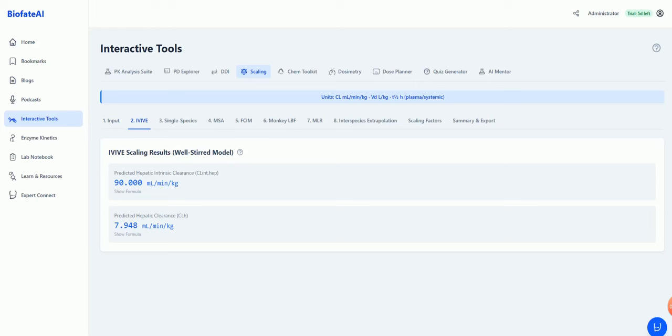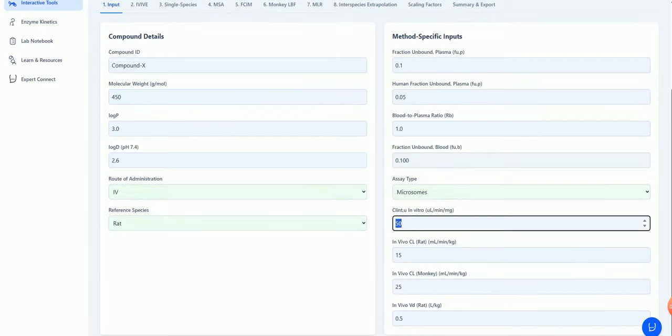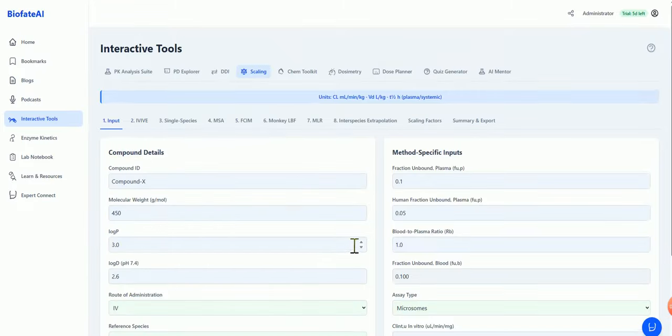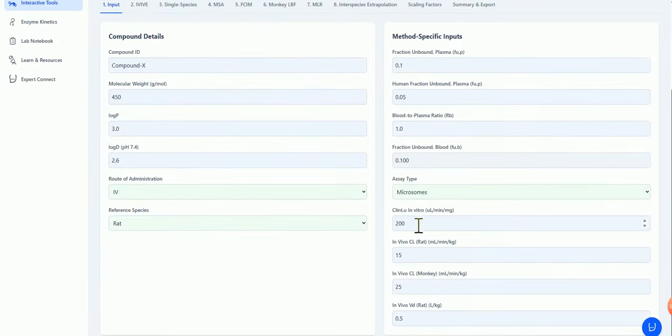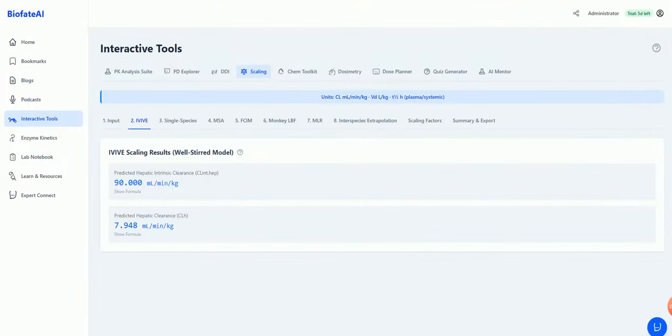Notice how the system instantly calculates the predicted hepatic clearance using the well-stirred model. If I go back and quadruple the intrinsic clearance to 200, the predicted human clearance updates in real time. We've run a metabolic stability assay using rat microsomes. We enter an intrinsic clearance of 50. Based on the well-stirred model, the app scales this up to predict human hepatic clearance. Take note of that result.